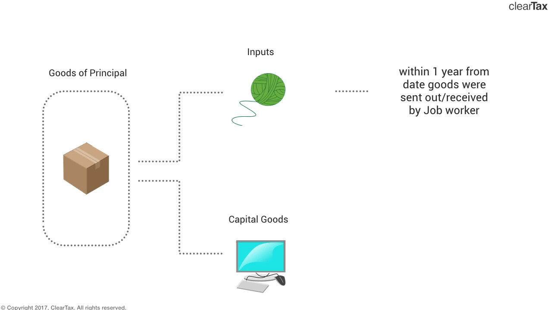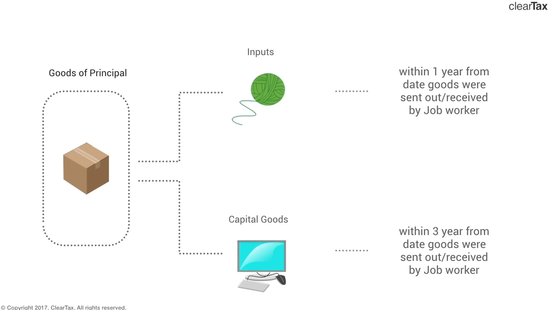or received by the job worker. There are two situations for sent out and received. We'll talk about it in a bit. For capital goods, this timeline is within 3 years. So, the principal should get back his inputs within 1 year, get back his capital goods within 3 years, or make sale within 1 or 3 years respectively.